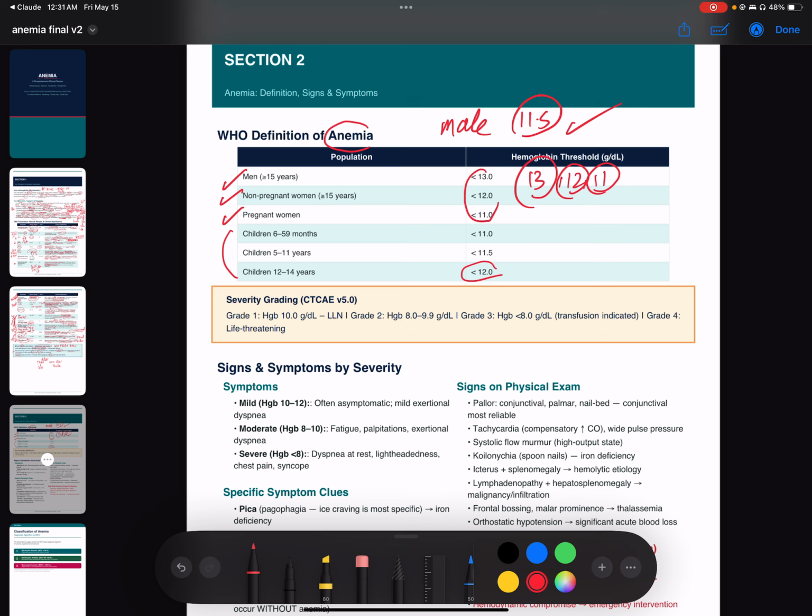The severity of the anemia is determined by how much the hemoglobin decreases. So we have grade 1, which is hemoglobin anywhere between 10 and the lower normal range: so 10 to 13 in males, 10 to 12 in non-pregnant females, and 10 to 11 in pregnant females. Grade 2 is hemoglobin between 8 and 9.9. Grade 3 is hemoglobin below 8. And grade 4 is usually life-threatening, and that's usually below 7, right?